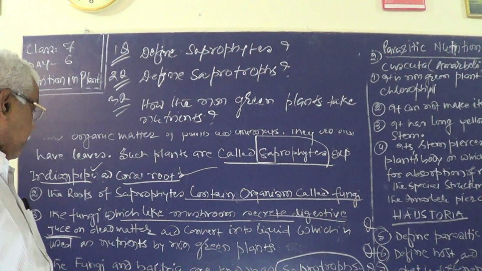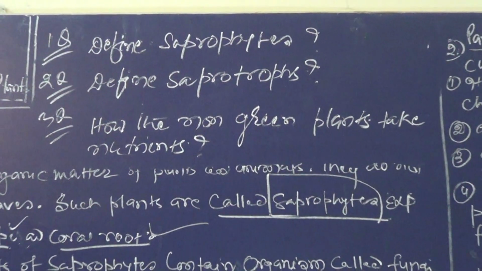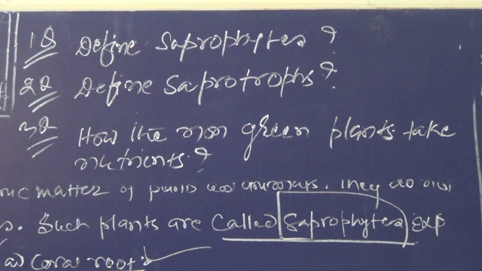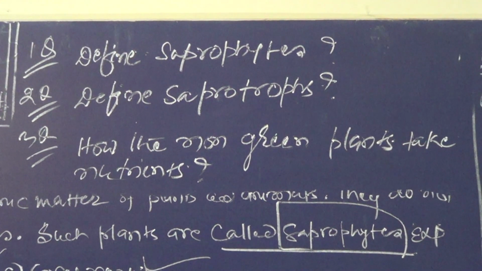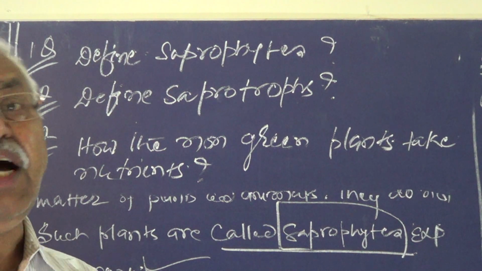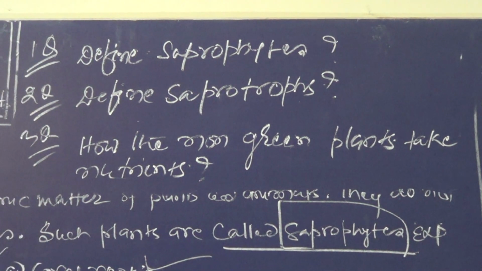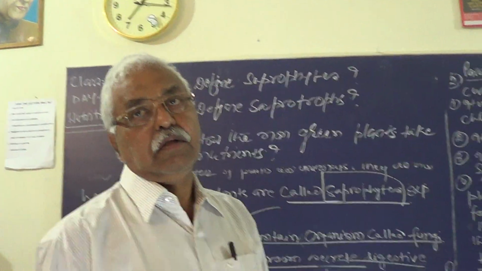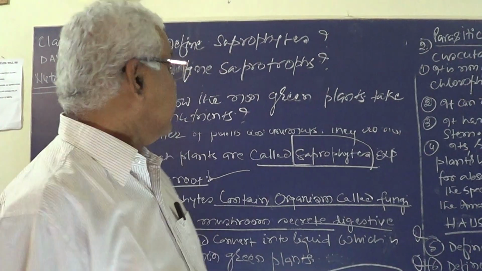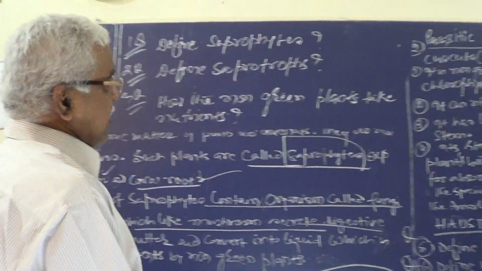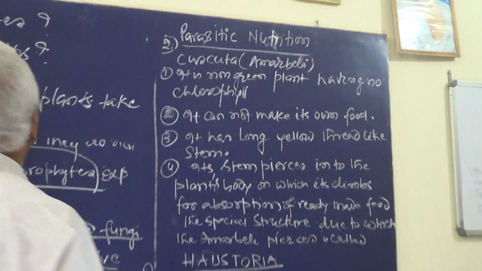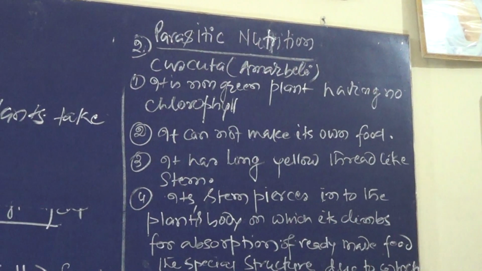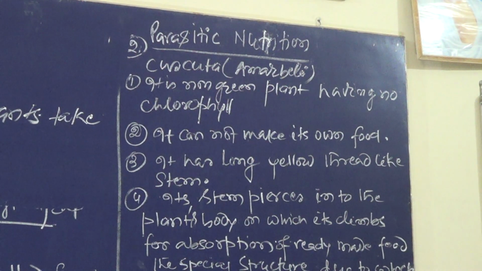Define saprotrophs. The fungi and bacteria are known as saprotrophs, which provide nutrients to the non-green plants. They are like mushrooms. Okay? Now children, let me go to parasitic nutrition and discuss it.